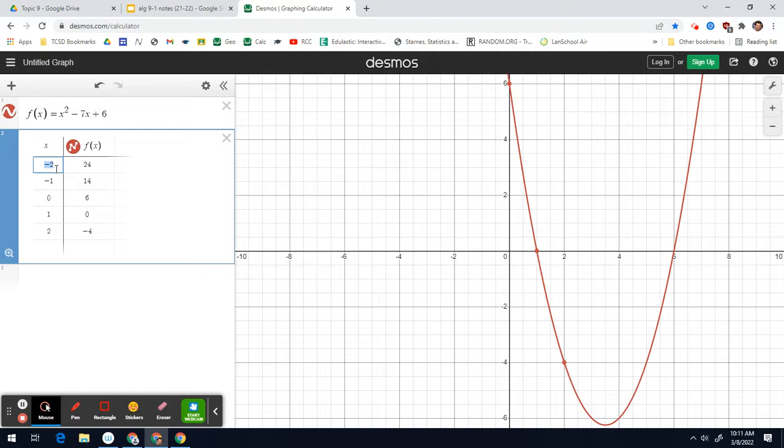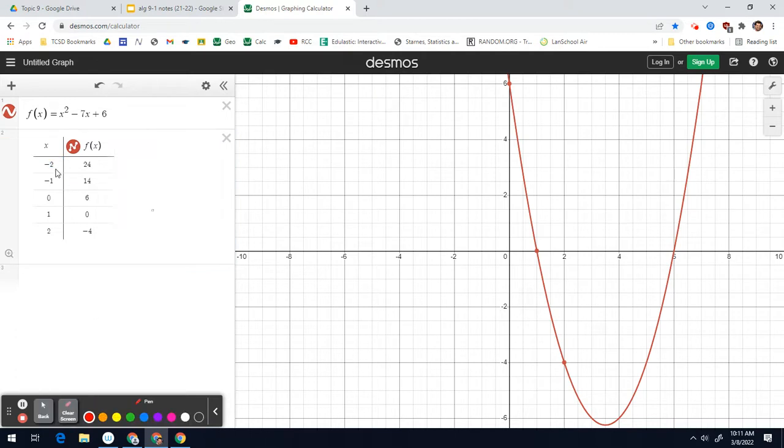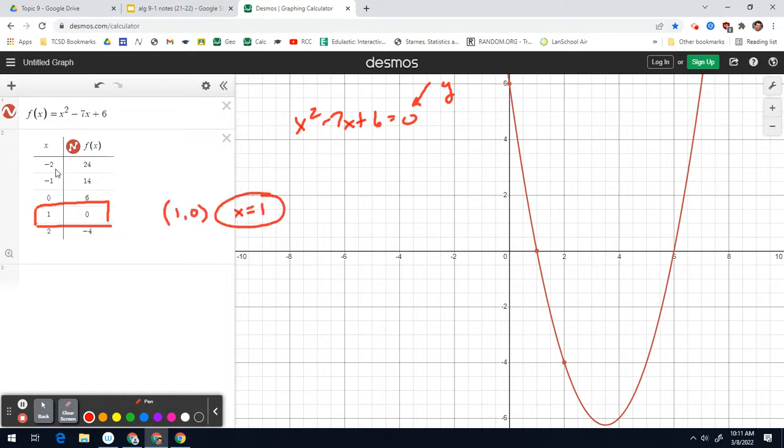But notice the y's. We're looking for where y is 0, because the original equation was x squared minus 7x plus 6 equals 0. We're looking for the x values that make the function 0 when y is 0. So I see right here, one of my solutions, one of my x-intercepts, is 1, 0. So x equals 1 is one of my solutions.